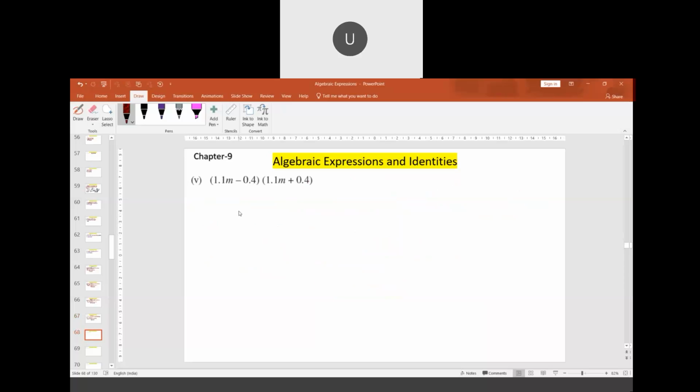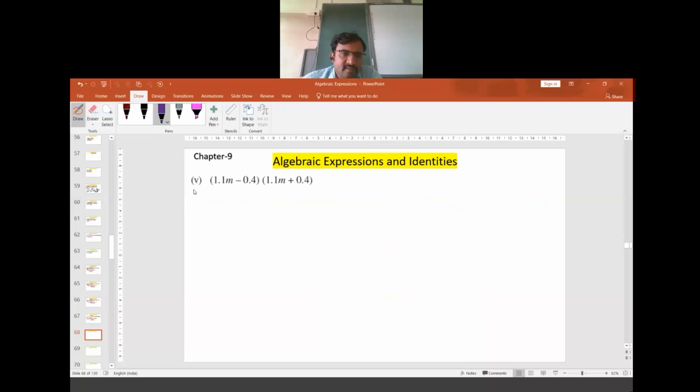Look at this. The identity is changed here. a square minus b square. I will write here this is in the form of.